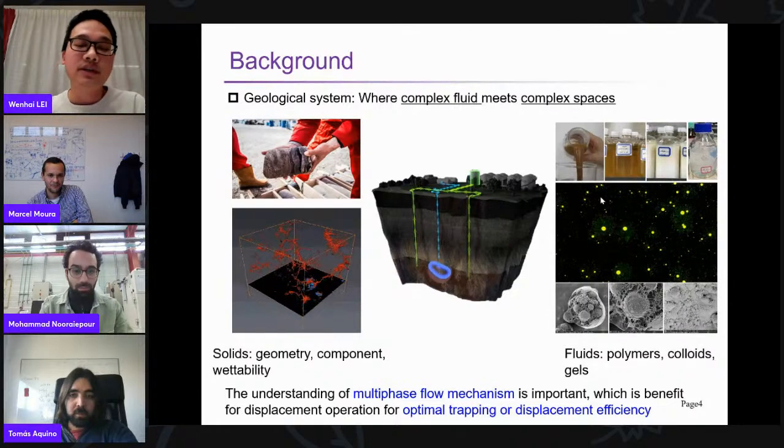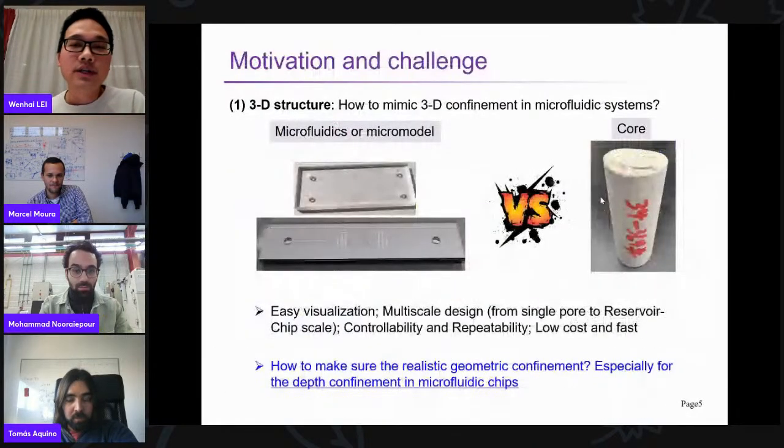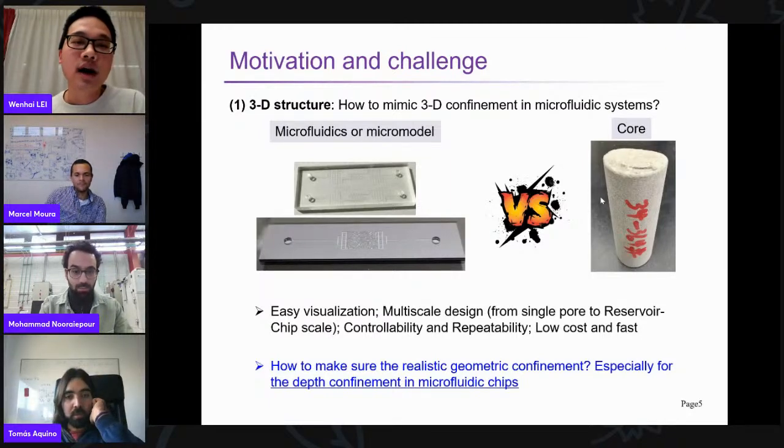which is a benefit for displacement operations, for optimal trapping or displacement efficiency. Compared with traditional core flooding experiments, which are just like a black box, it's really hard for us to see the inside fluid flow field. So microfluidics or micromodels provide a convenient alternative method to observe the multiphase flow in porous media. And we can also make multi-scale designs from single pore scale to whole chip scale. It's controllable and repeatable. It also has low cost and can achieve faster tests.